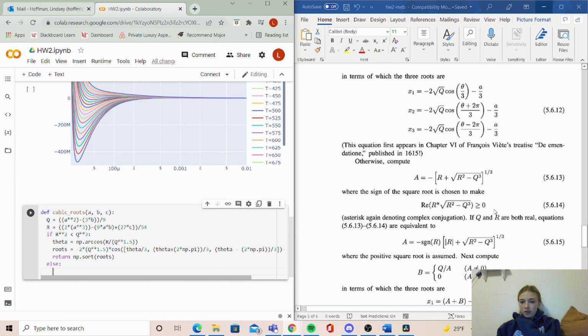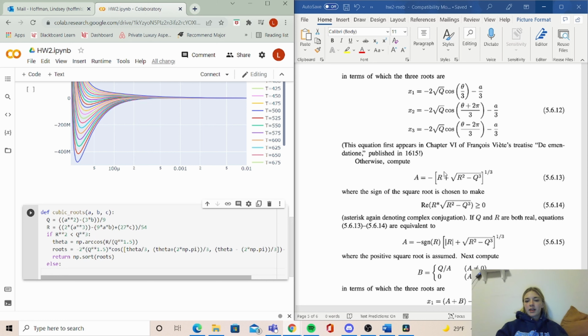If we look down a little further, saying if Q and R are both real, equations are equivalent to the negative sign R. So basically this sign R is just telling us that it's going to output either 1 or -1. It's telling us if our value is positive or negative. So for example, if you were to input a positive number, it would output 1. If we were to input a negative number, it would output -1.